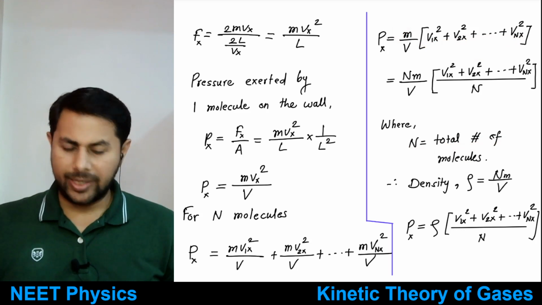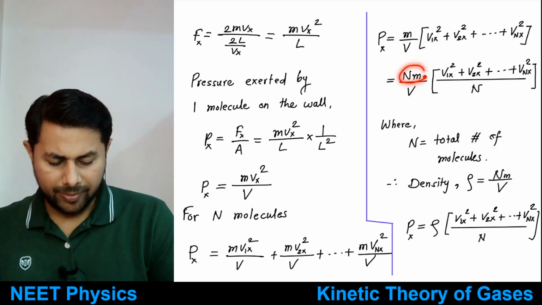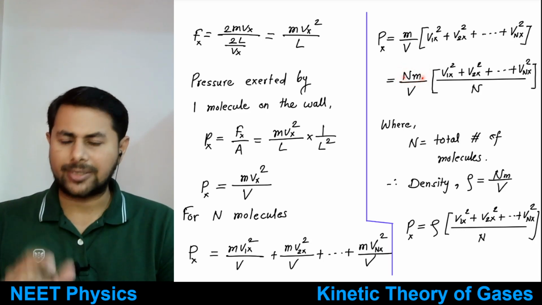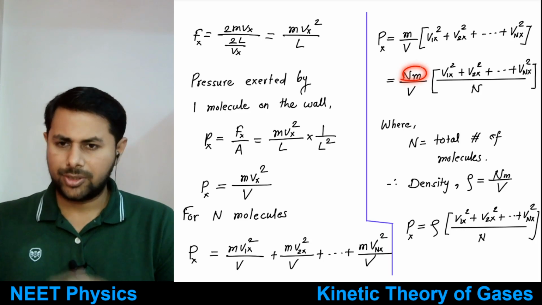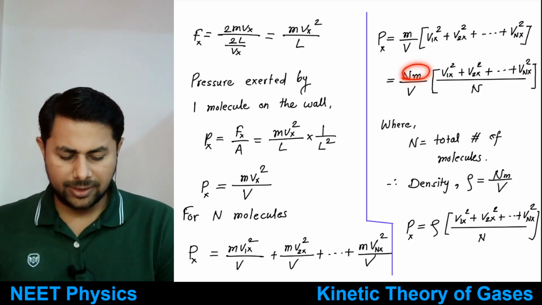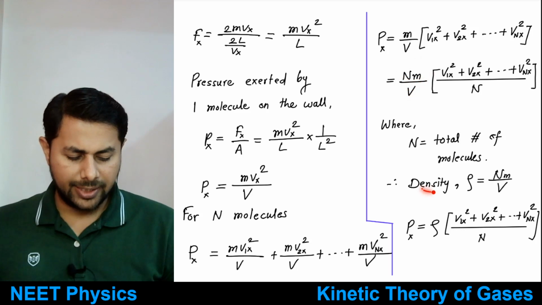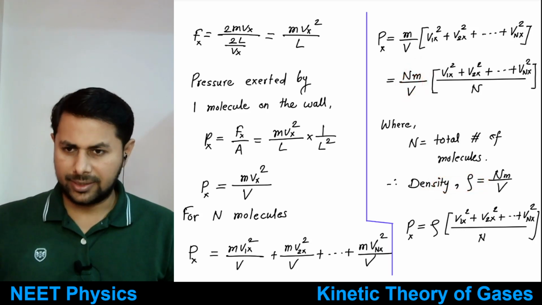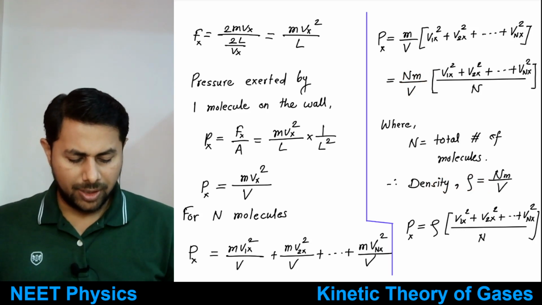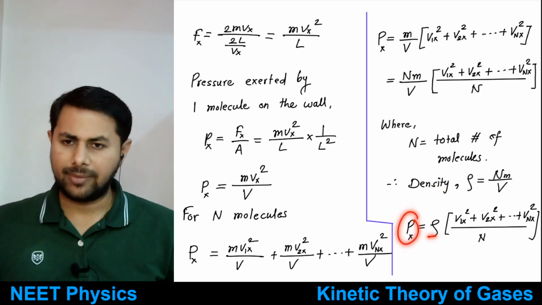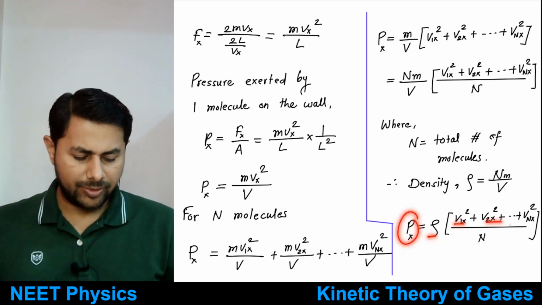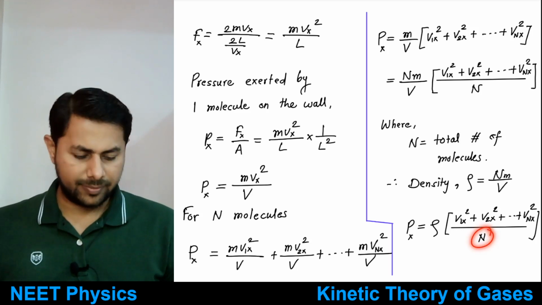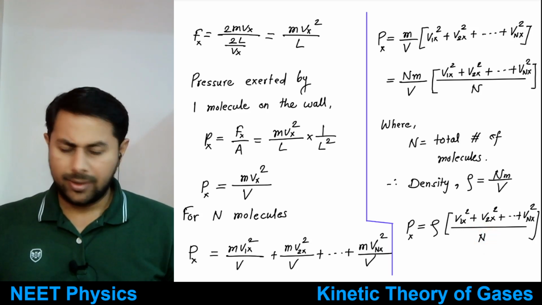Then what do we get? If we multiply N to the mass, this is the number of molecules multiplied by the mass of one molecule, so this is the total mass, and total mass divided by volume is the density. So therefore you get Px is equal to rho times v1x square plus v2x square plus so on and so forth up to plus vnx square, divided by N. Is this thing clear?